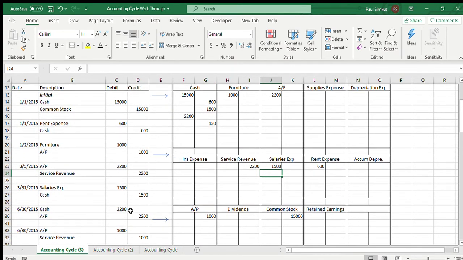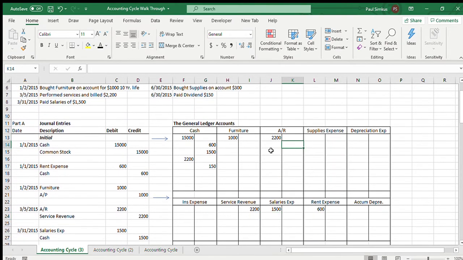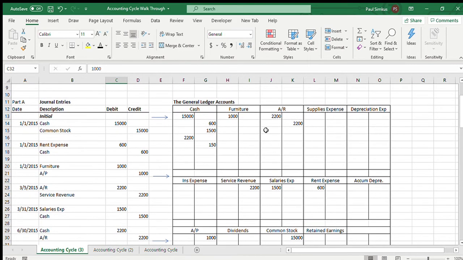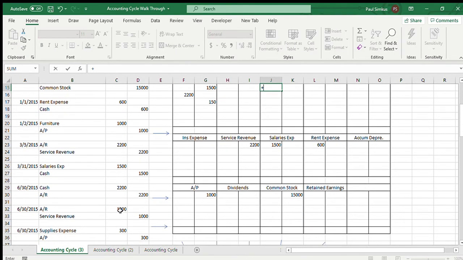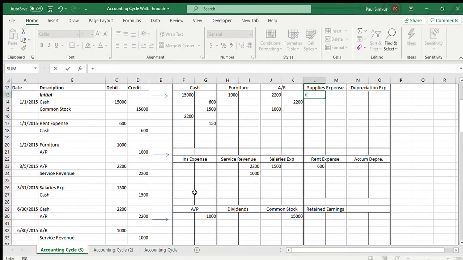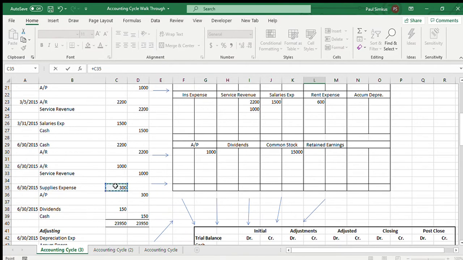There's a credit to AR of 2,200. There's a debit to AR of 1,000. There's a credit to service revenue of 1,000. There is a debit to supplies expense of 300.